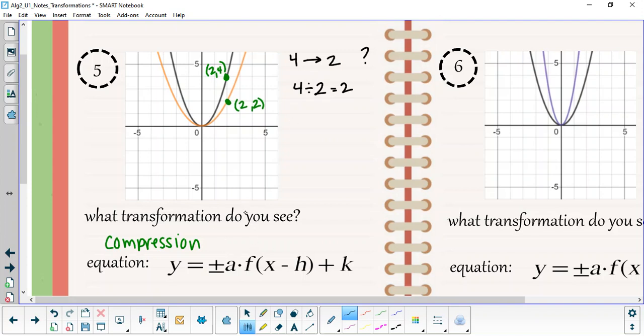But we can't write divided by down here. So a different way would be 4 divided by 2, which also equals 2. This creates a fraction. So whenever you divide by 2, that's the same as saying multiplying by 1/2. So we would say compression by 1/2.